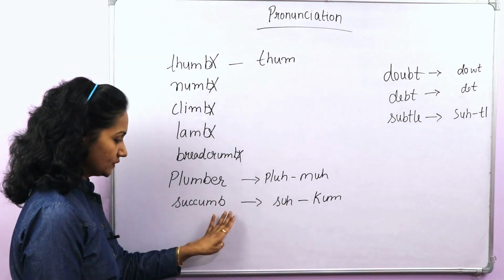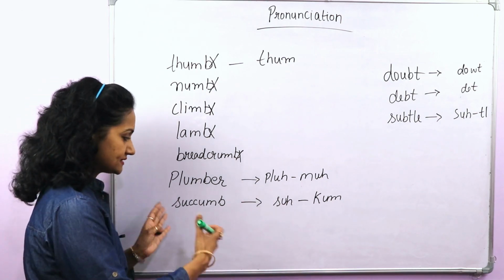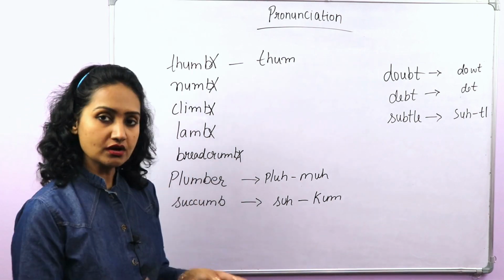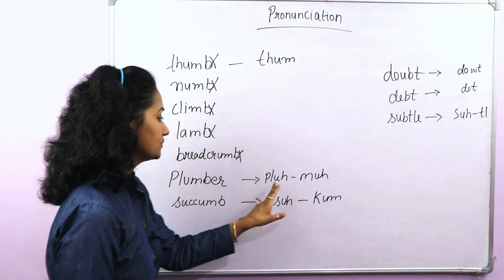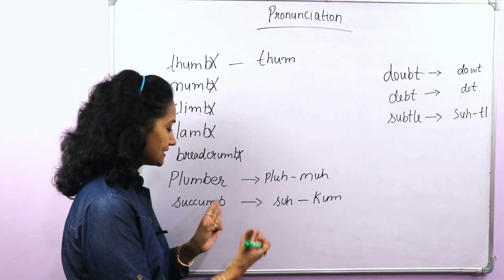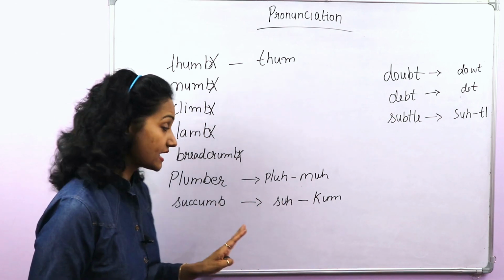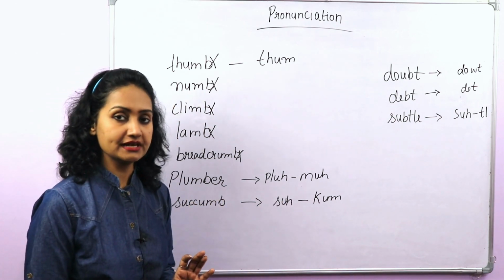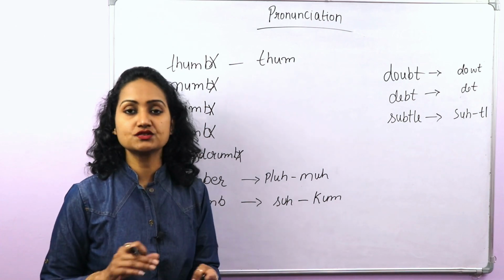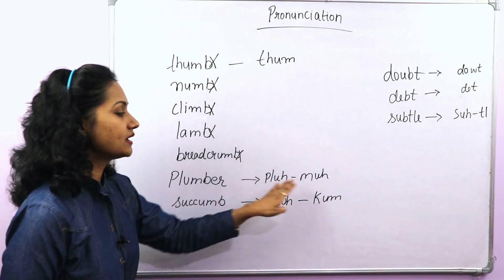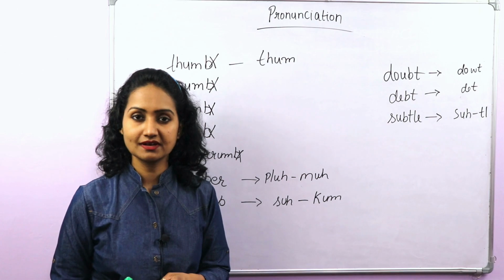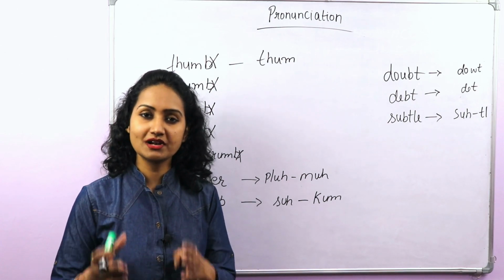Now look at these two words. Here I have written syllables because these are comparatively longer words. How do we break this word? It's plum, no b sound and no r sound also. It's not plumber, it's plumber.